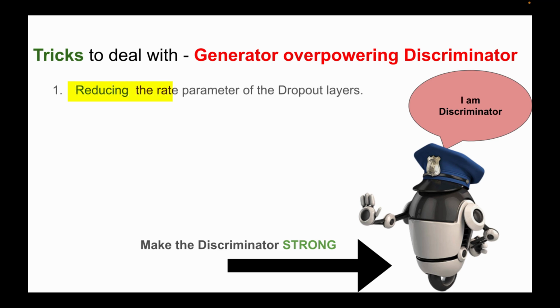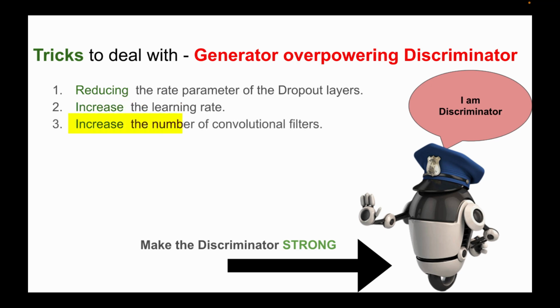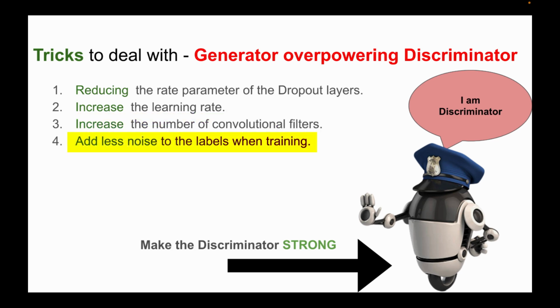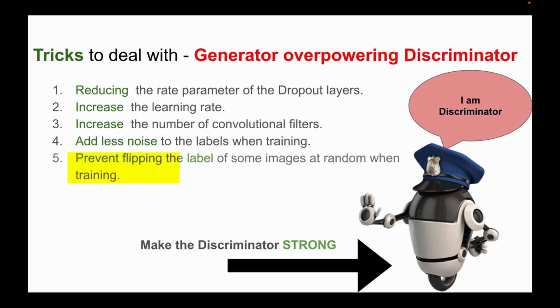The first trick is to reduce the rate parameter of the dropout layers. The second trick is increasing the learning rate of the discriminator. We can also try increasing the number of convolutional filters in the discriminator. We can add less noise or no noise to the labels when training the discriminator. Also, we can prevent flipping of some images while training the discriminator.